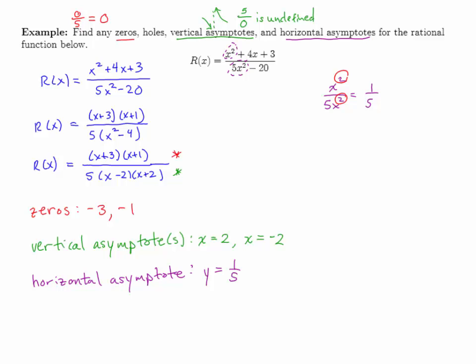And for this particular one, we're also asked to find the holes. This particular function doesn't have any holes. A hole is going to occur where a rational function is undefined, but there's no vertical asymptote. Generally that happens when we see a factor canceling from the numerator and denominator, which we didn't see here.